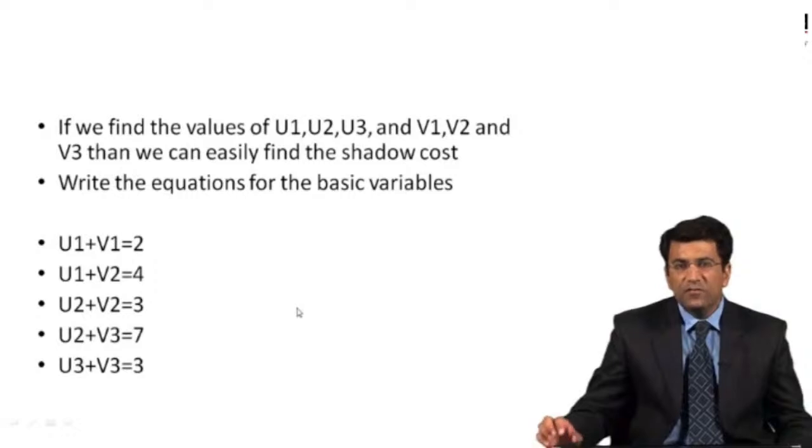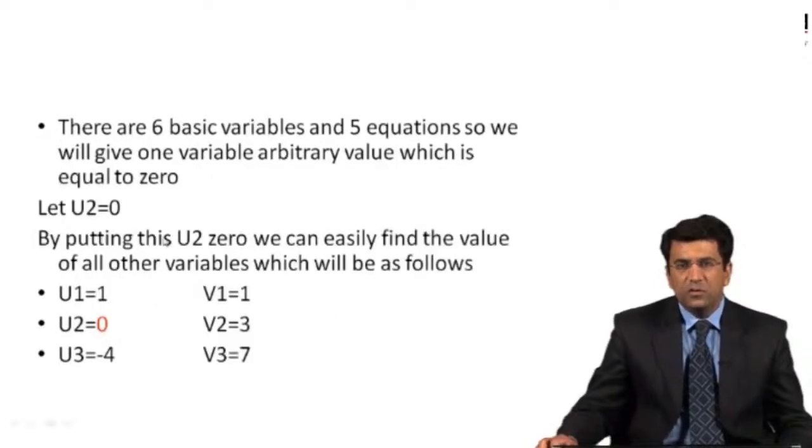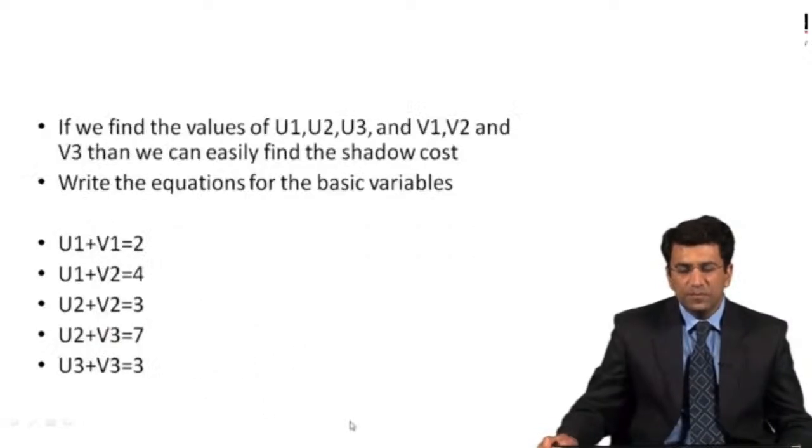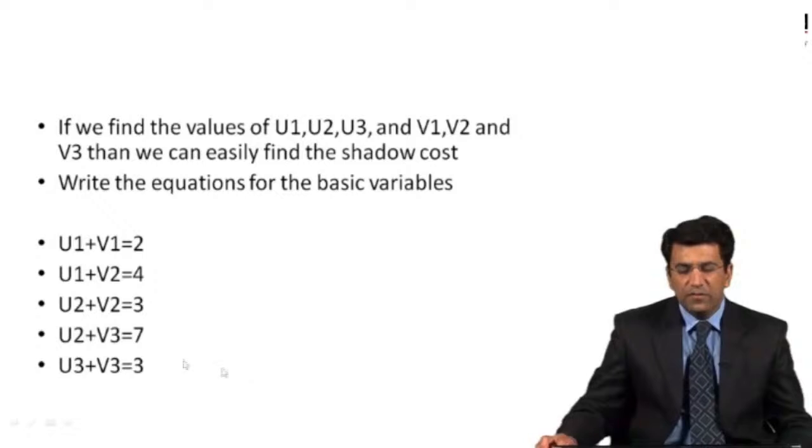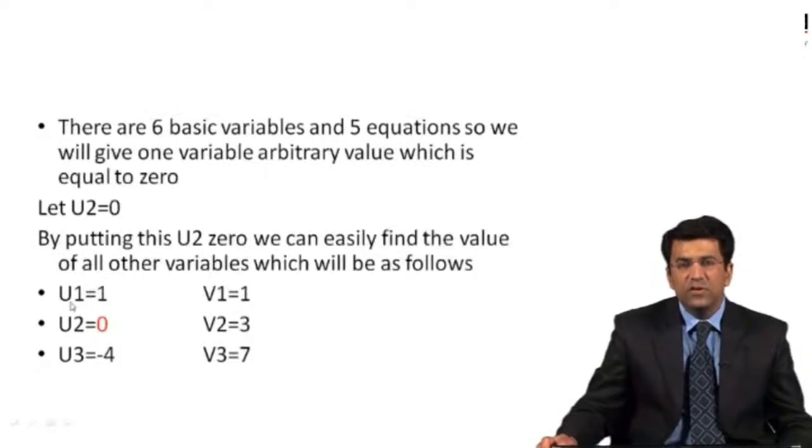So it means that if we put the value of one variable to 0, we can easily find the values of the other variables. So we are putting u2 is equal to 0 in this particular equation. If u2 is equal to 0, then of course v2 will be equal to 3. And if we put the value of v2 in this particular equation, the value of u1 will become 1. So that's why u1 is equal to 1.